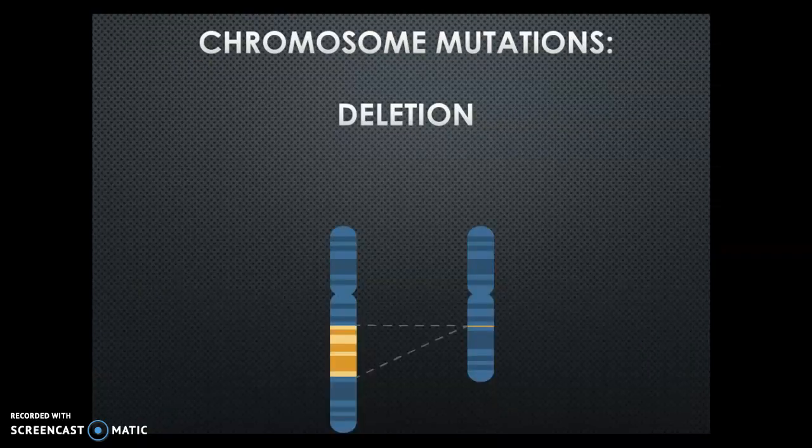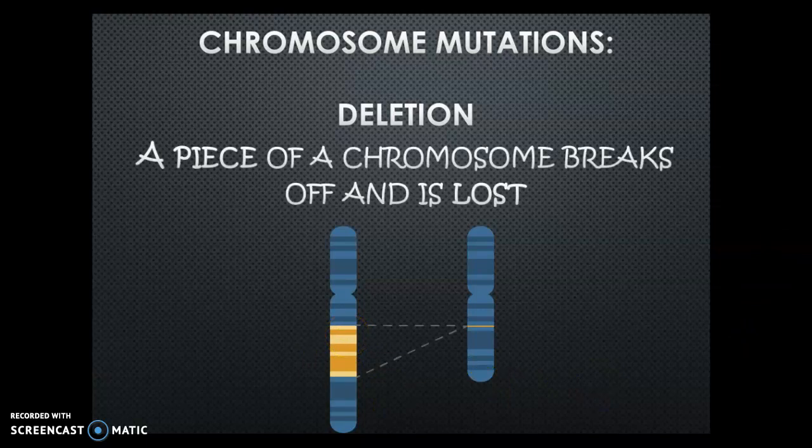Let's start with deletion. So in the case of deletion, a piece of a chromosome is broken off. That'll be this yellow piece in this chromosome on the left. And then that piece is most likely going to be lost as the cell is moving around and dividing into new cells. So notice the new form of that chromosome is missing that piece. That is simply a deletion.